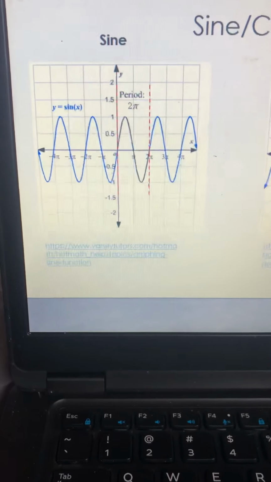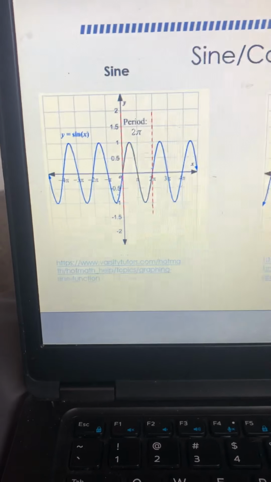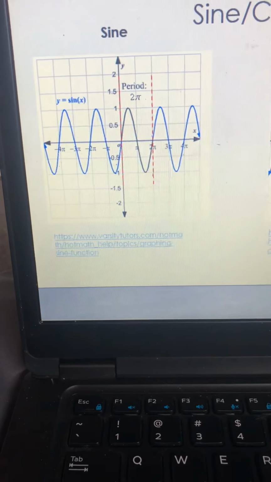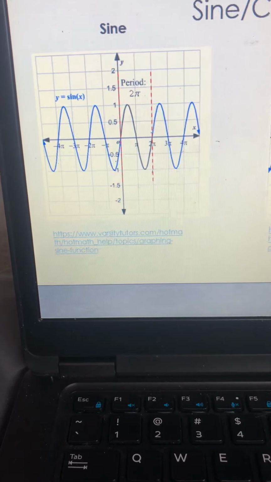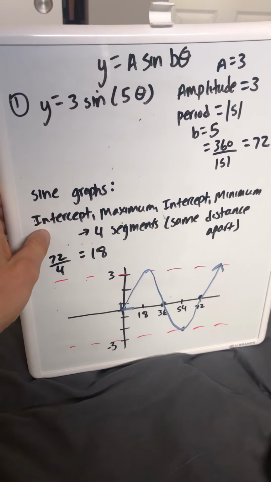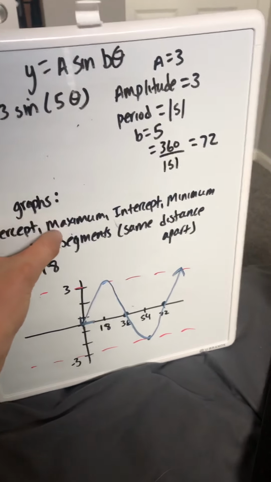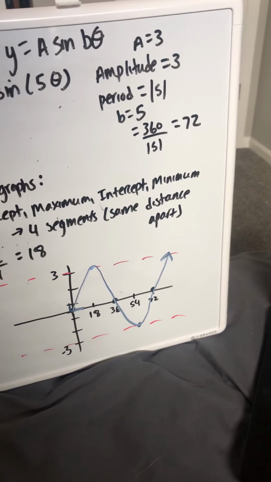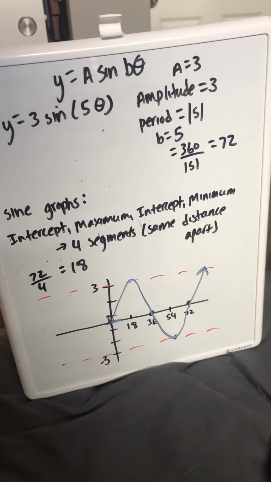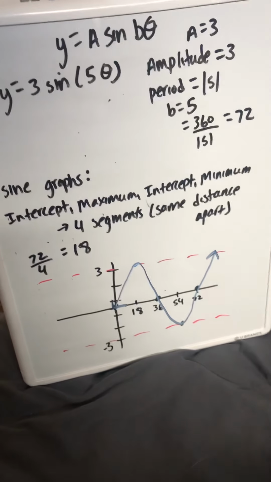So on the PowerPoint, if you look at this, my basic sine graph without any transformations looks like this. So as you notice, I want you to think about sine graphs. So you start with your intercept, you have your maximum point, another intercept, and your minimum point. So that is without any reflections or phase changes.